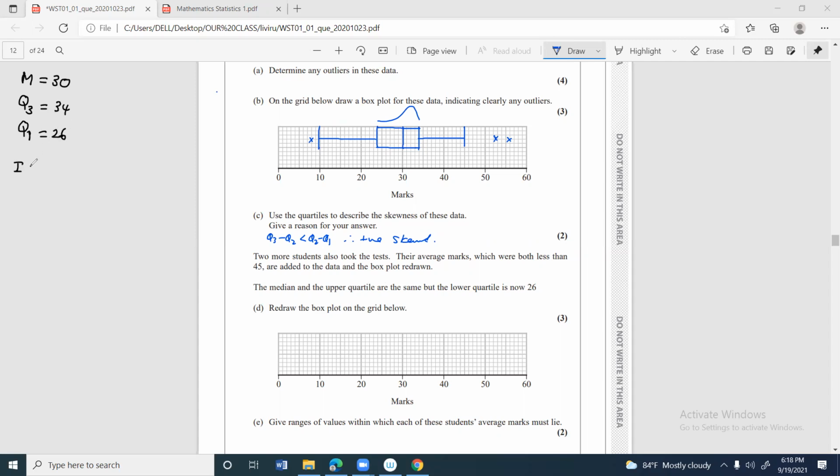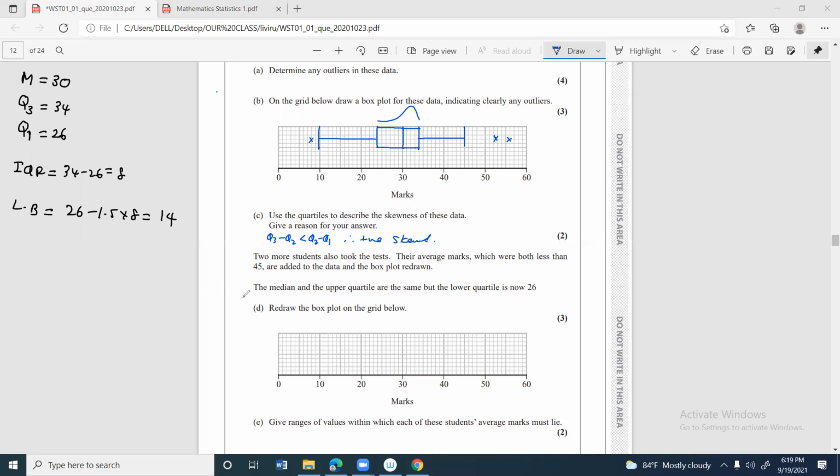Now we can find the IQR. IQR becomes 34 minus 26, which is 8. Now the IQR is 8, so the lower boundary is Q1, 26, minus 1.5 times 8. 26 minus 1.5 times 8 turns out to be 14, right?